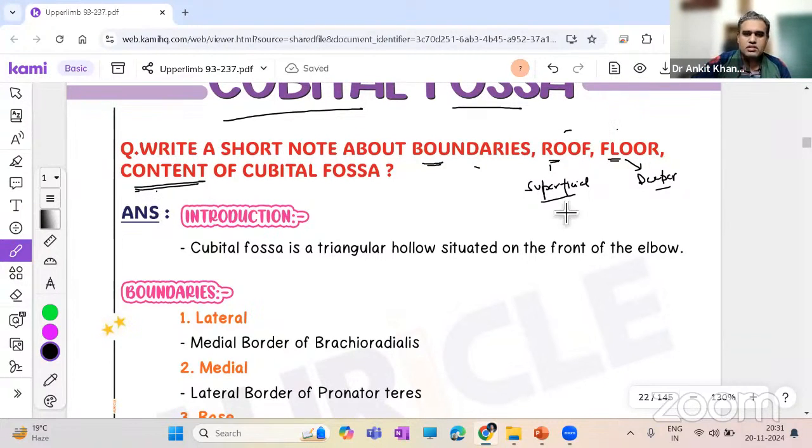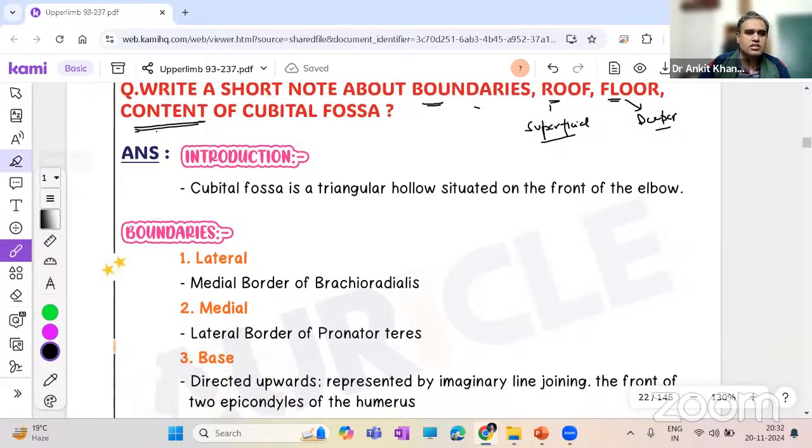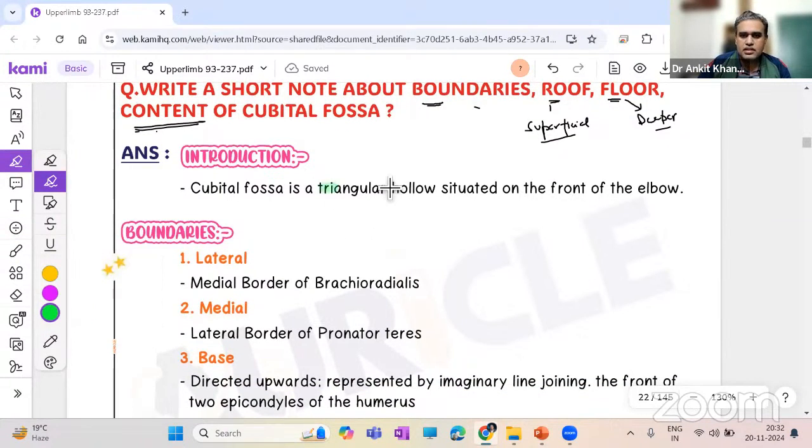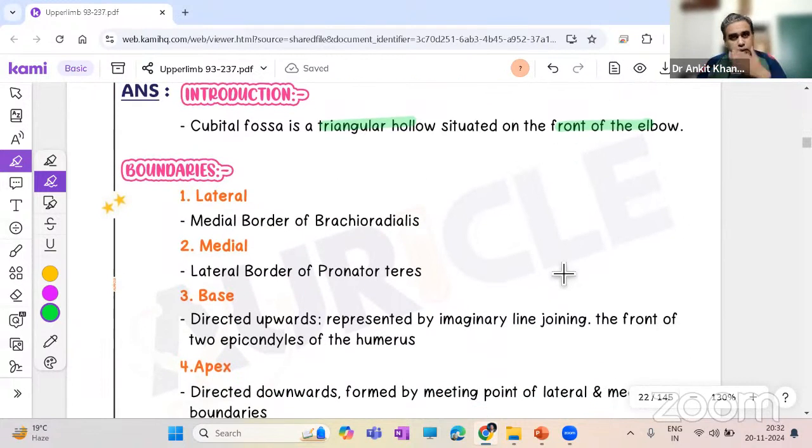Okay, so cubital fossa introduction: it is a triangular hollow situated in front of the elbow. Let me highlight important points over here. You just slightly flex your elbow and see a gap over here. That is the cubital fossa. What will be the boundaries? The boundaries will basically be the muscles. Now these muscles you don't see from the outside, but once you're into the dissection, once you remove the skin and the fascia, then you start to see the muscles. So laterally we have the brachioradialis and medially we have the pronator teres.